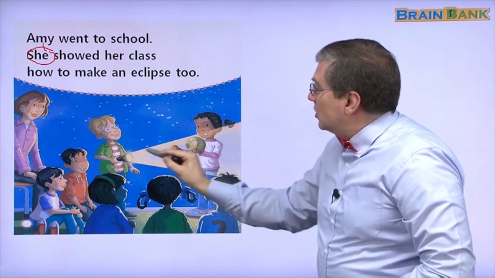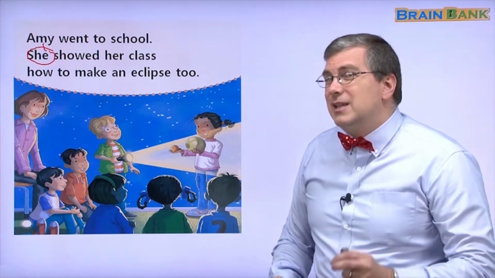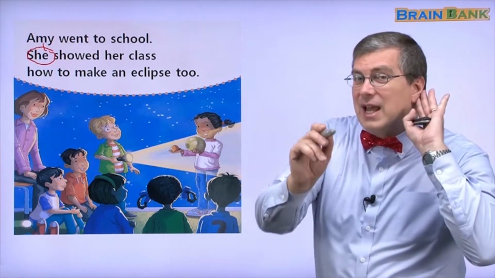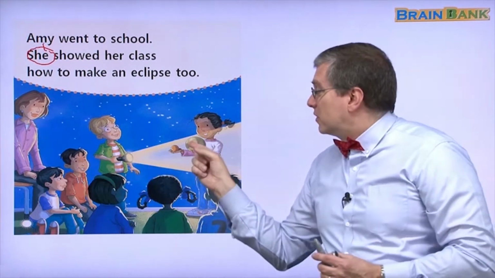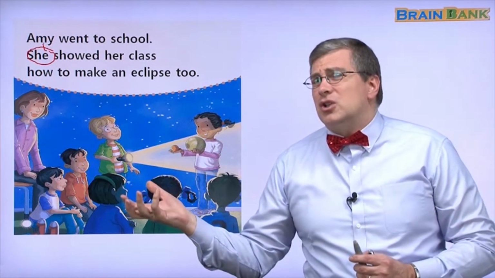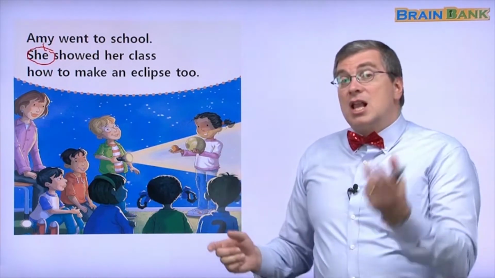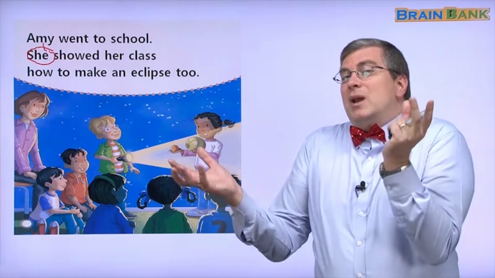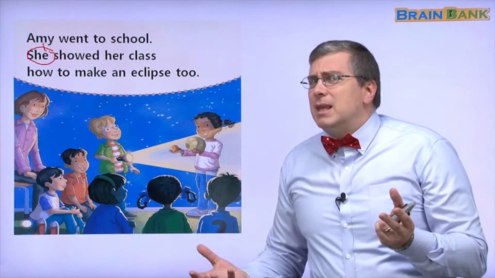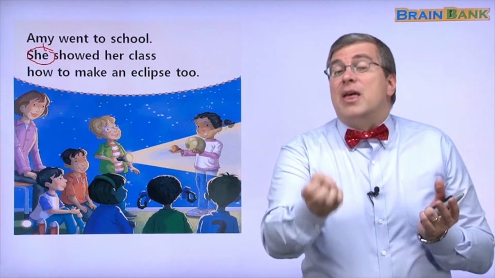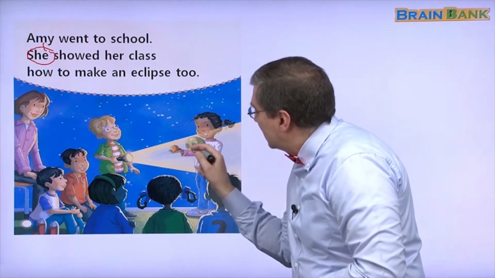Here is Amy. Here is her classmate. He's holding, what is he holding? He's holding a flashlight. Yes. What is Amy holding? In her right hand, she's holding an orange. What is the orange? The orange is the moon. 맞아요. In her left hand, 왼쪽 손, what is she holding? It's the melon. What is the melon? The melon is the earth. 맞아요. The earth. And here we can see the shadow.